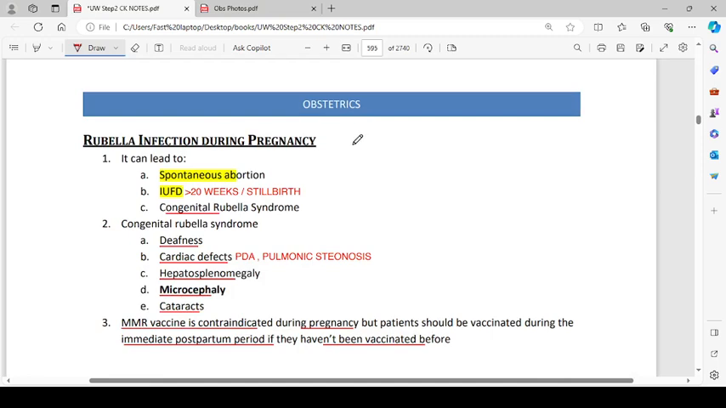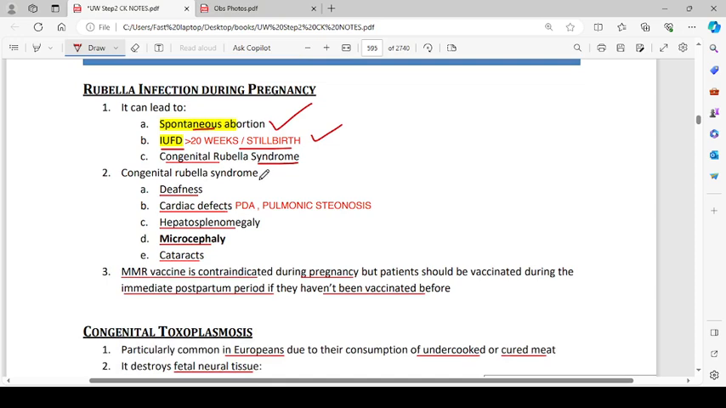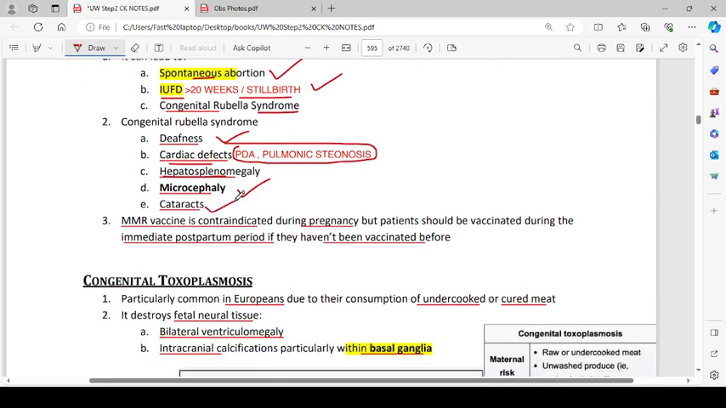Rubella infection during the pregnancy can lead to spontaneous abortion, intrauterine fetal demise more than 20 weeks. It is also called stillbirth. Congenital rubella syndrome can cause deafness, cardiac defects, especially PDA and pulmonic stenosis, hepatosplenomegaly, microcephaly, and cataracts.